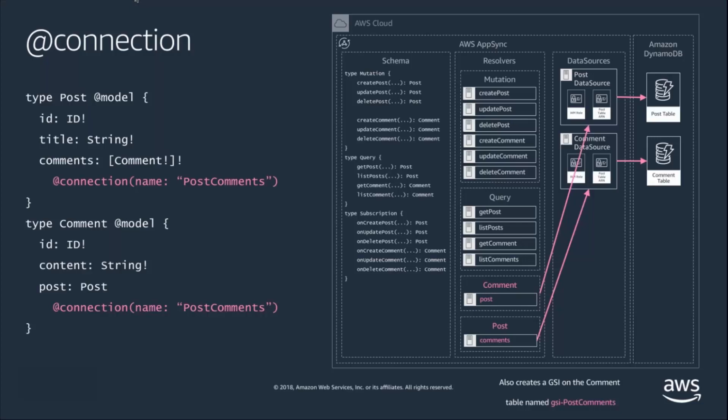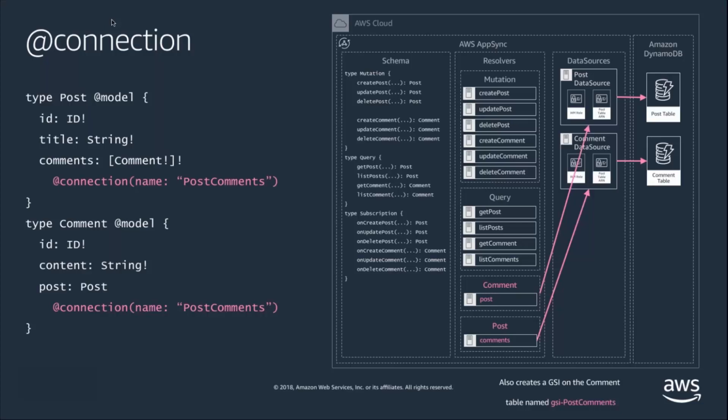So here in this example, we have type post, which is a model, and we have type comment, which is also a model. A post can have multiple comments, and a comment would point back to its parent post. In order to implement this, all we have to do is add the @connection transformer, or the directive, and give it a name, post comments. Since we're providing it a name, it allows us to create a bidirectional relationship between two object entities, in this case, post and comments.